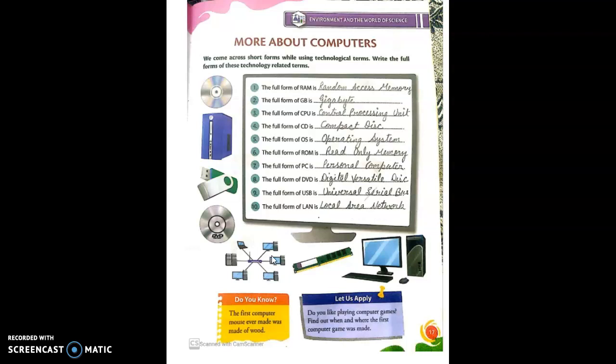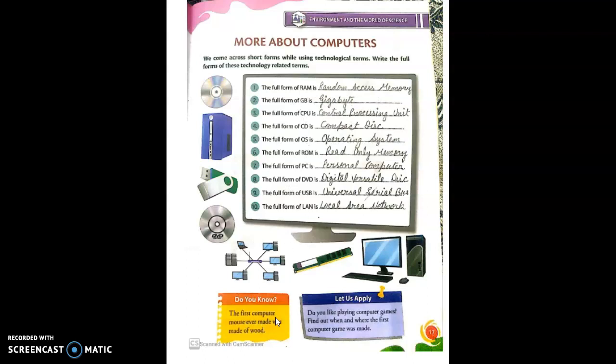Now we learn something about computers. These are the things which are related to computers, and we call them by short forms like RAM, GB, CPU, and every short form has a full form. Today we learn the full forms of these short form words.